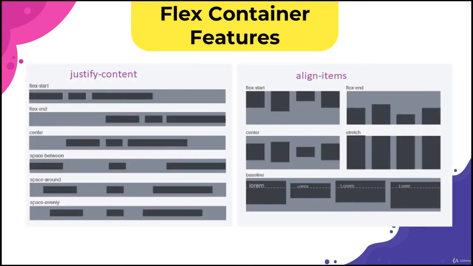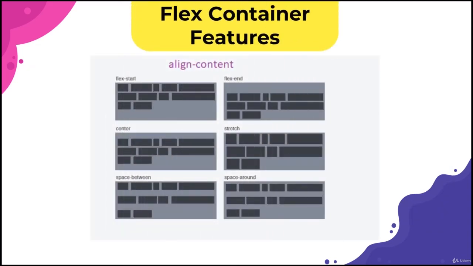Justify-content determines how Flex items align on the X-axis. Align-items determines how Flex items align on the Y-axis. And align-content is used for vertical alignment of flexible items of two or more lines.